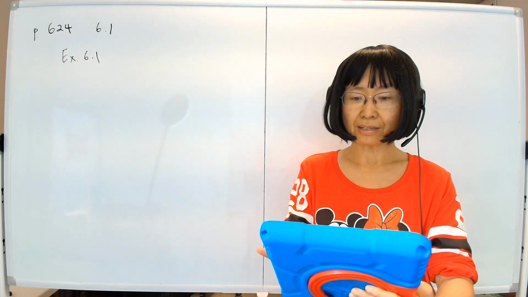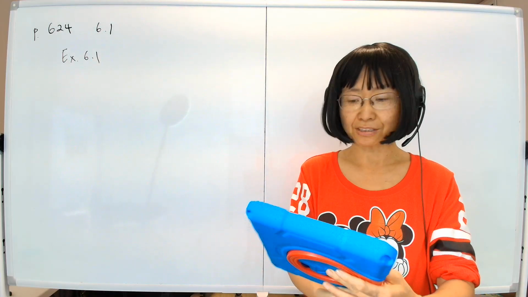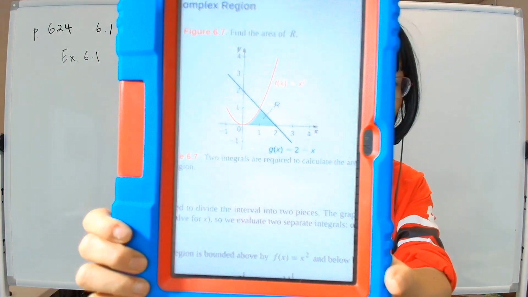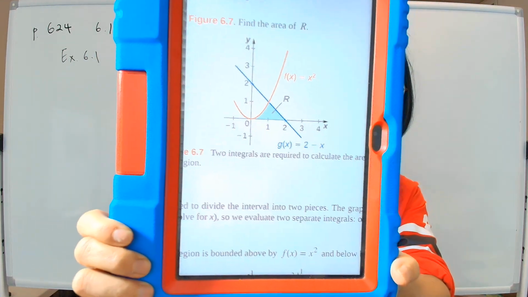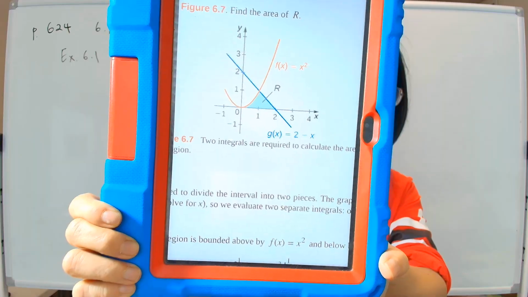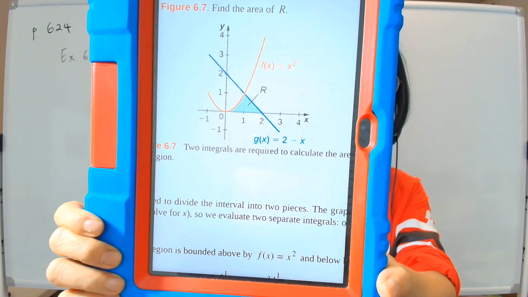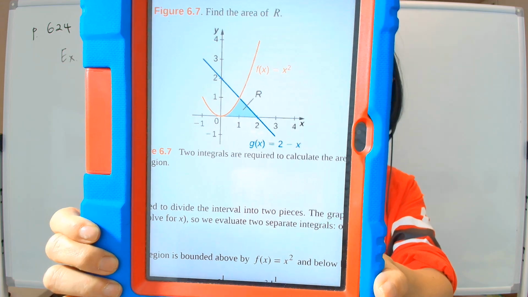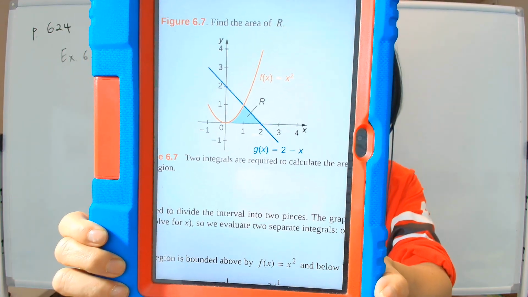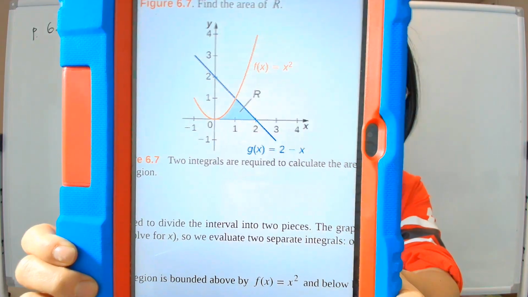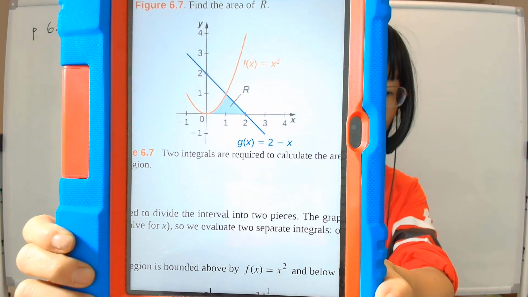Yet another different situation where you have two graphs, okay, and even a third line, and we want to figure out where the shaded area is. But the shaded area has two top lines. The first part goes from 0 to 1, that's for x squared. And the second part goes from 1 to 2.